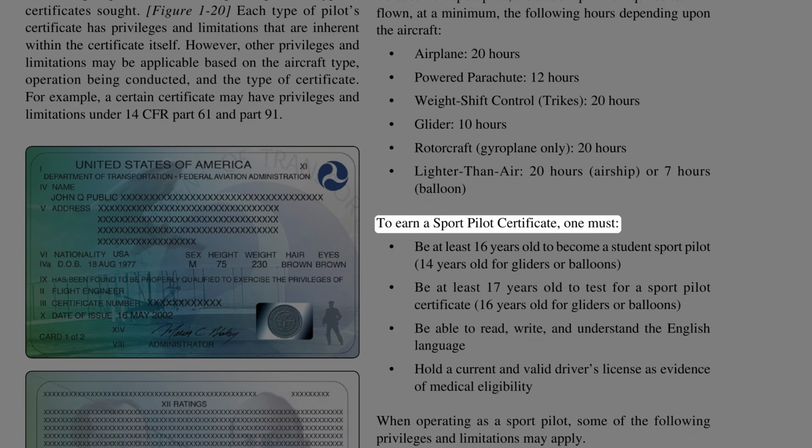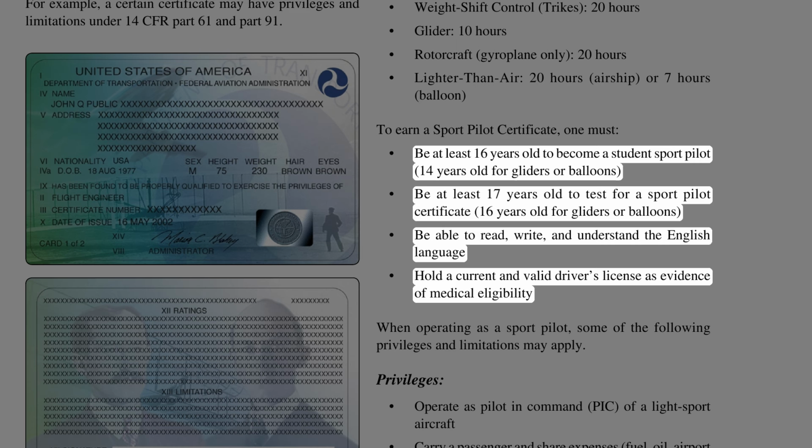To earn a sport pilot certificate, one must be at least 16 years old to become a student sport pilot, 14 years old for gliders or balloons, be at least 17 years old to test for a sport pilot certificate, 16 years old for gliders or balloons, be able to read, write, and understand the English language, and hold a current and valid driver's license as evidence of medical eligibility.